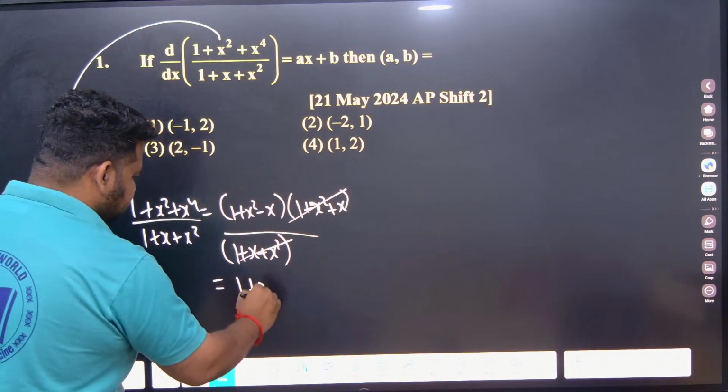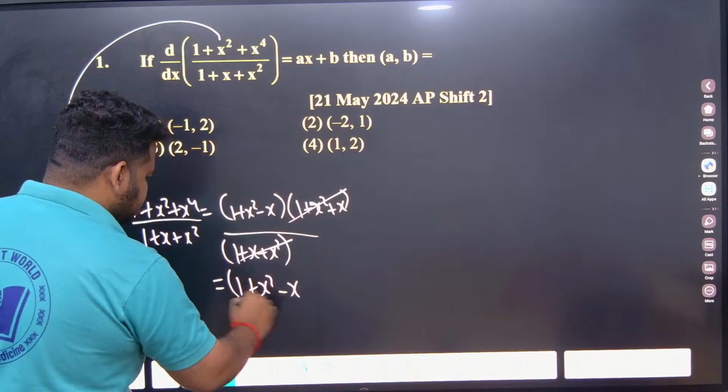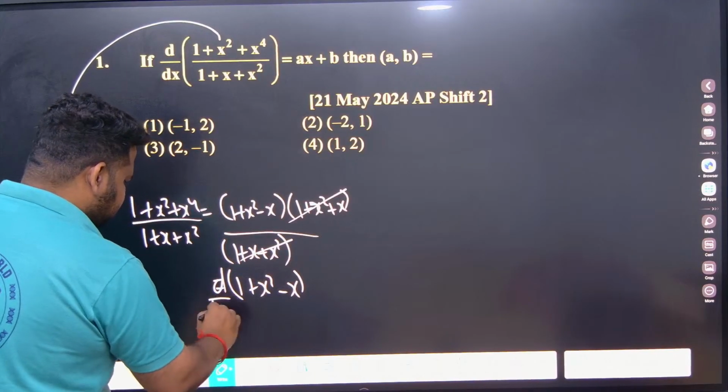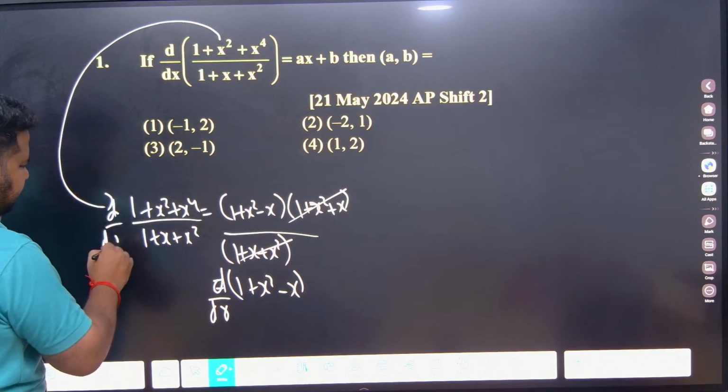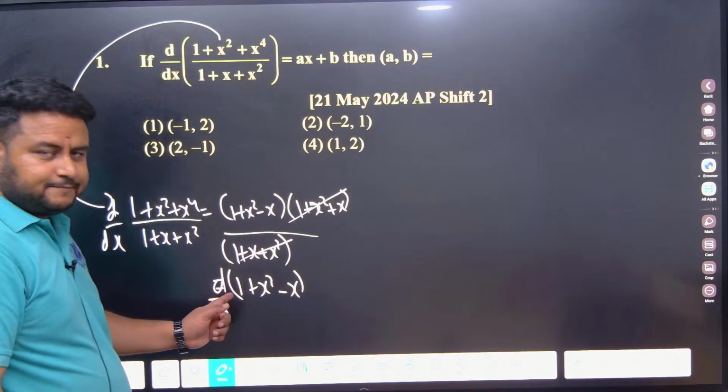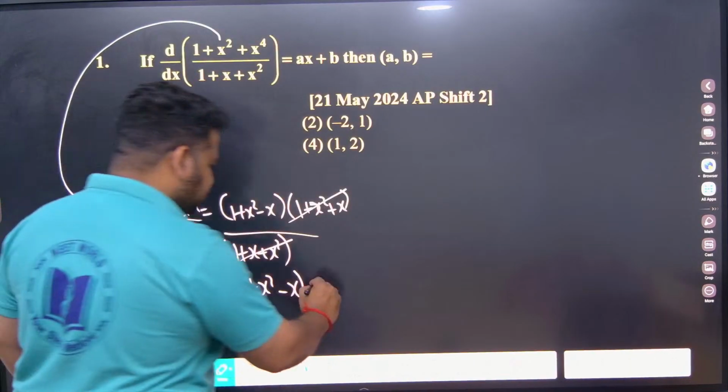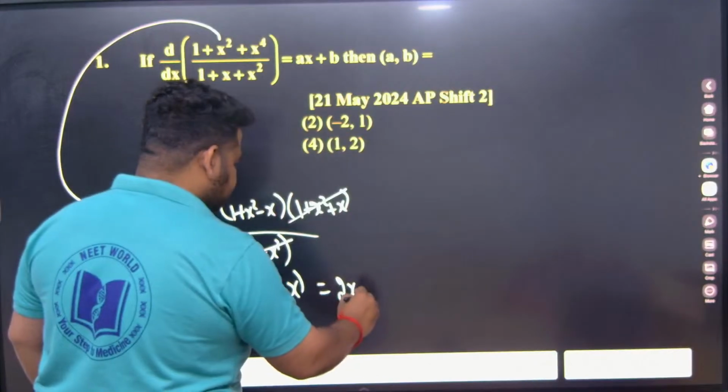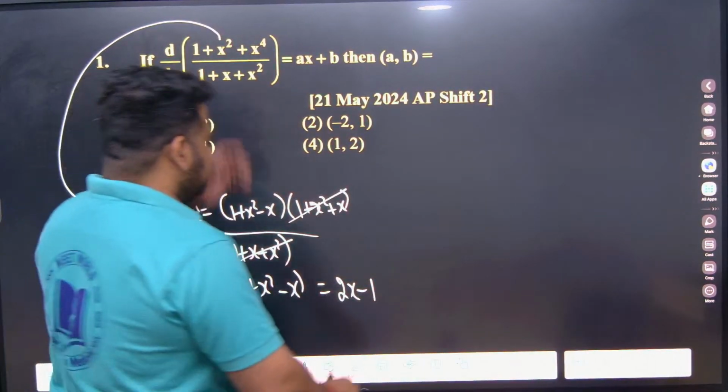1 plus x square minus x. Okay, d by dx of this. If I apply d by dx to this, because they have applied d by dx. Differentiating this, what will I get? Derivative of 1 is 0, derivative of x square is 2x, derivative of x is minus 1. So, compare this with ax plus b.